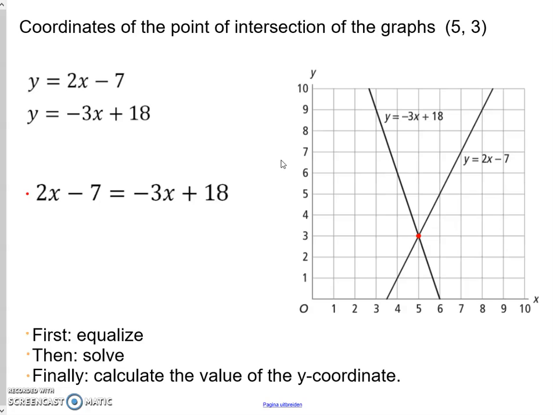But for now, you need to be able to draw the graphs of two formulas. You need to plot them together in one coordinate system, and you're going to read off the coordinates of the point of intersection. And then you are going to check them, just the same way as I just showed you.